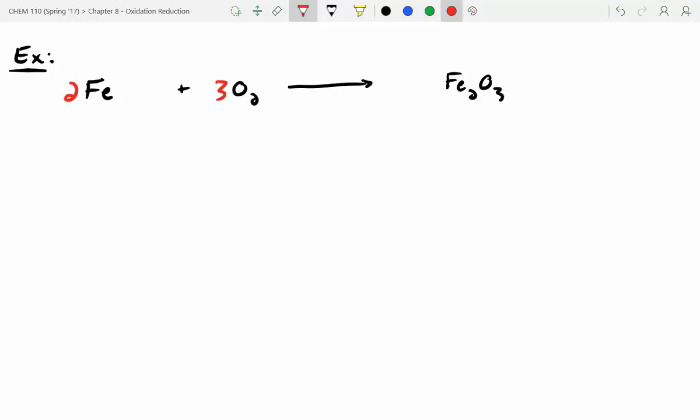So now we've got 6 on the left, but only 3 on the right, so I'm going to have to put a 2 here, right? And then what do I need to do? Yeah, change the 2 to the 4 on iron. So not too bad. We've got it balanced now.